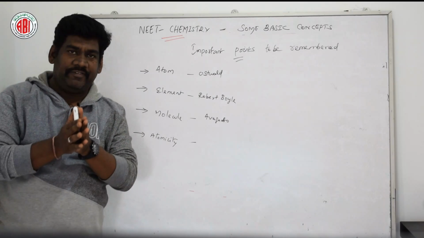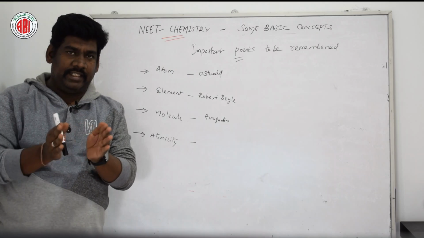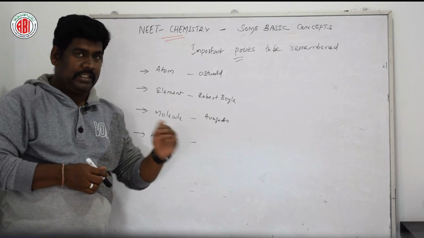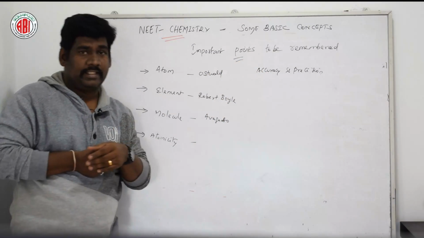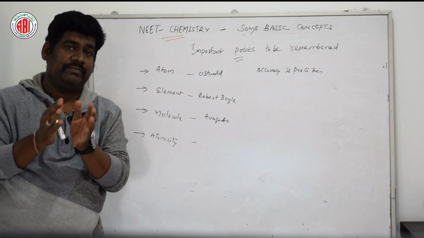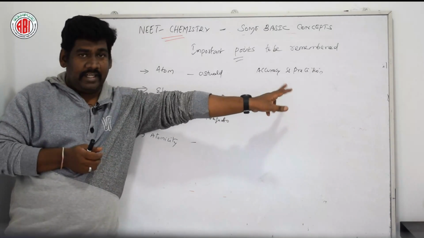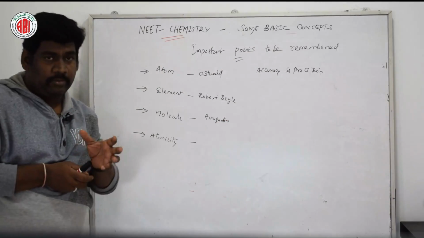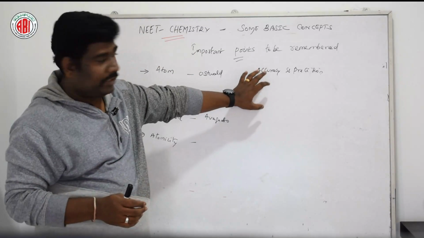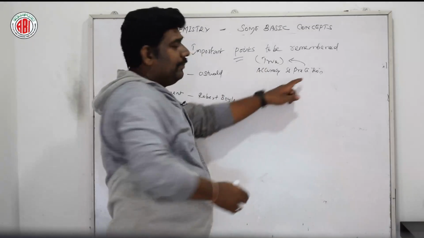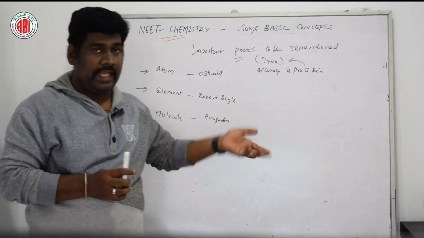When we are talking about the different units like atomic mass and molecular mass, they do not have any units. When we are talking about accuracy and precision, the closeness of a set of values obtained from identical measurements is said to be precision. Accuracy refers to the closeness of a single measurement to the true value. So accuracy relates to the true value, and precision is the closeness of a set of values to each other.